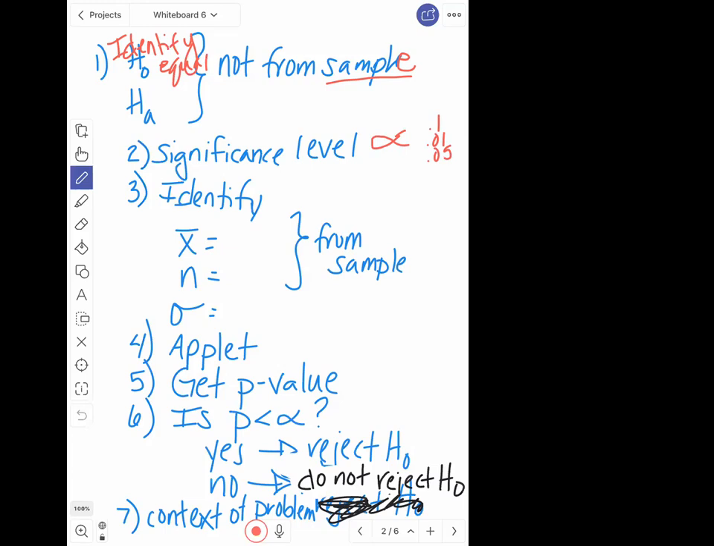Then we need to identify our X bar and N. This is from our sample. And then we need our standard deviation for the population. We then go and use the applet. The applet does the calculation for Z for us. We've already done that one many times. It also gets our probability for us using the Z-score table, which is this p-value that we're going to need later on. We're going to take that p-value and compare it with the alpha from step number 2. If p is less than alpha, then we are going to reject the null hypothesis. If it is not, we are not going to reject our null hypothesis. Then we're going to write some sort of sentence in the context of the problem with our final decision.